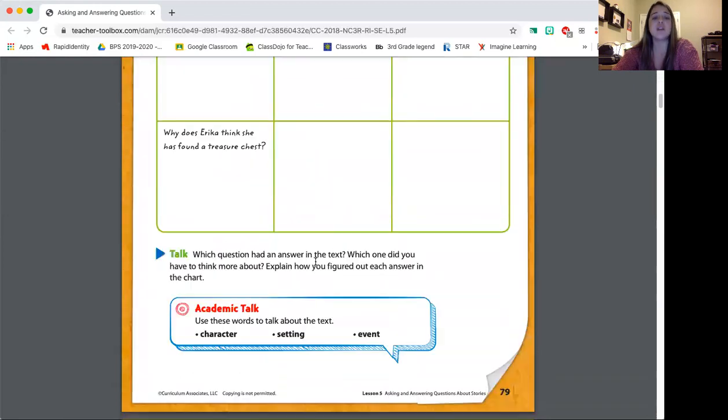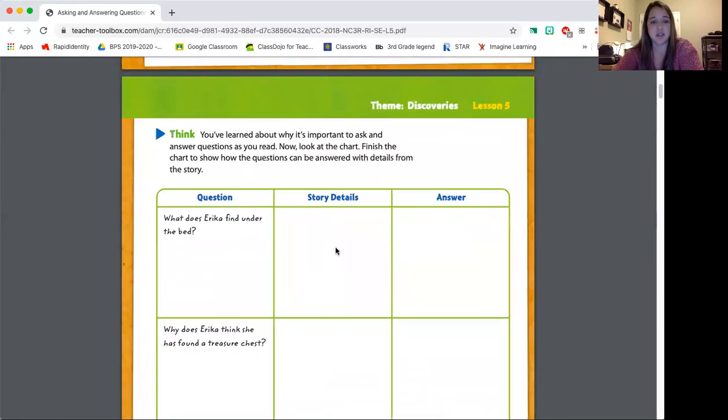So now, in this part, in this chart that you see in this table, we're going to think about it. You've learned about why it's important to ask and answer questions, right? Because you want to make sure you understand what you're reading. Now look at the chart. Finish the chart to show how the questions can be answered with details from the story. So the first question that they ask you is, what does Erica find under the bed?